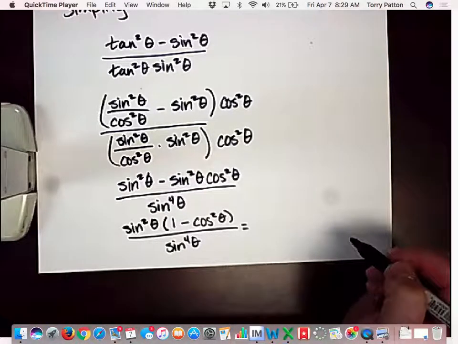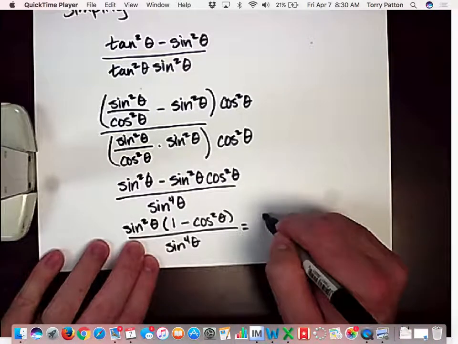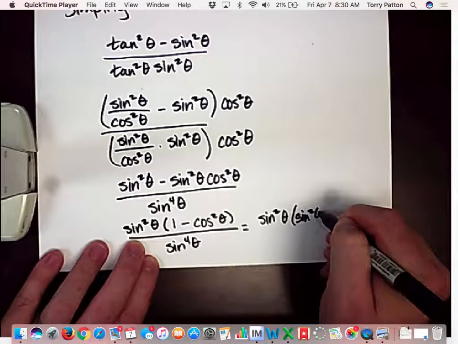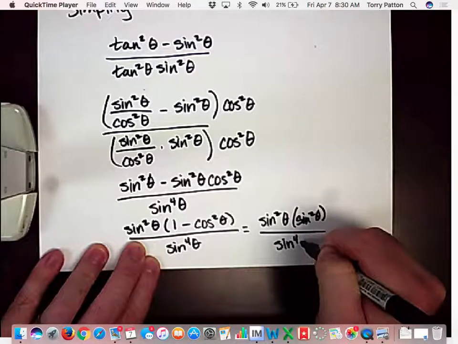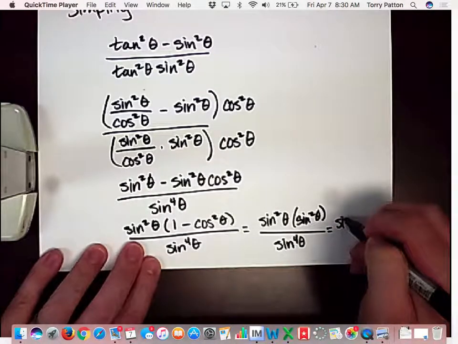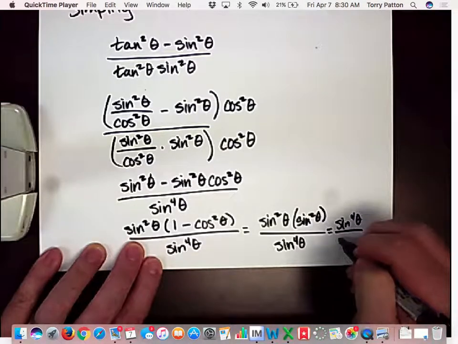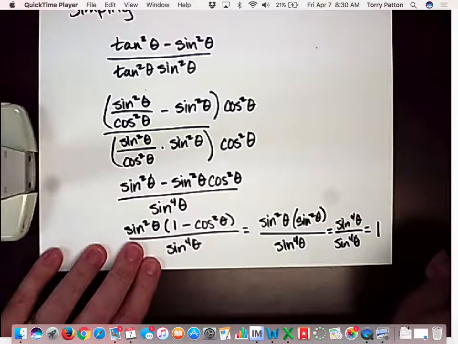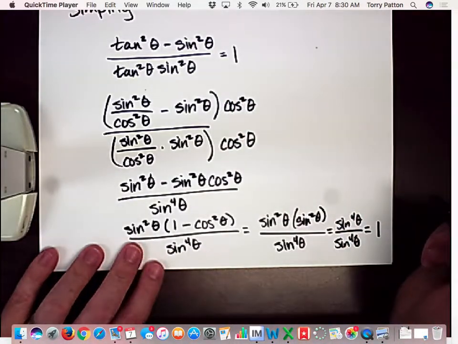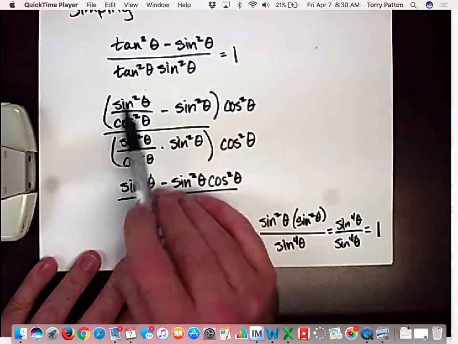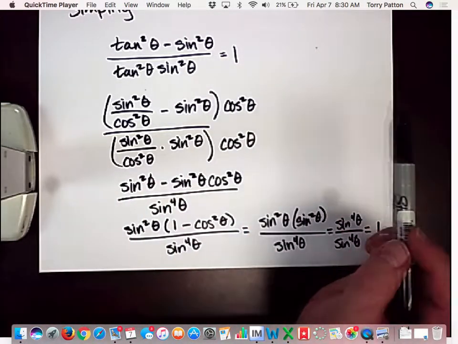Sine squared, because sine squared plus cosine squared is 1. So that is sine squared theta times sine squared theta over sine fourth theta. Well, what's sine squared times sine squared? That's sine fourth theta over sine fourth theta, which is crazy. No matter what angle you pick, tangent squared minus sine squared over tangent squared times sine squared is always equal to 1.